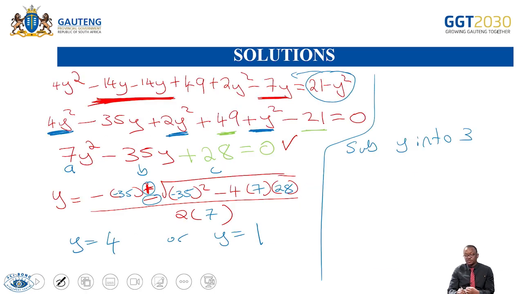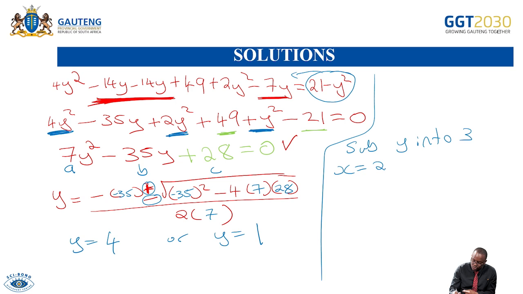Remember, the question says we must solve for x and y. We have solved for y. Now we need to solve for x. So it's going to be x is equal to 2, where there is y, we open the bracket, minus 7. Or you will have another one as x is equal to 2, open bracket, minus 7. So you will get the two values there.